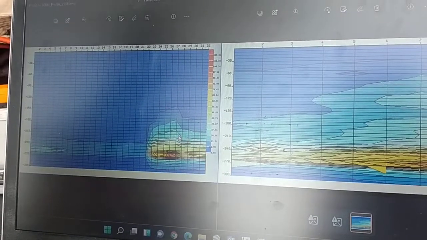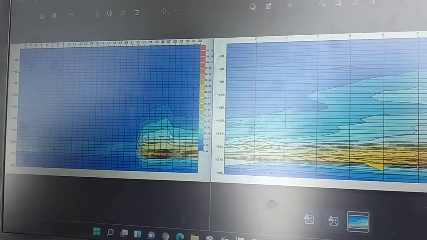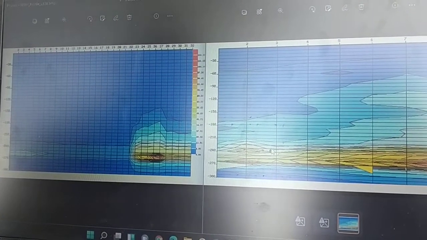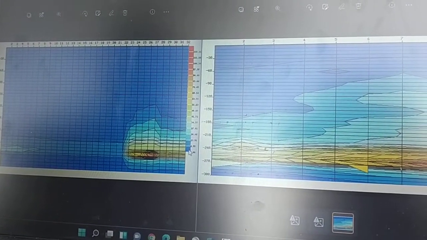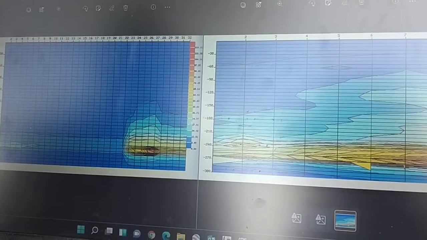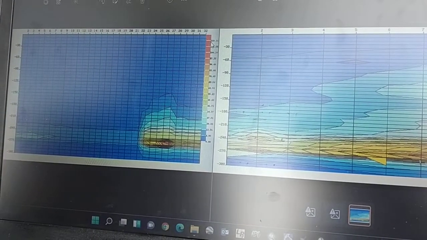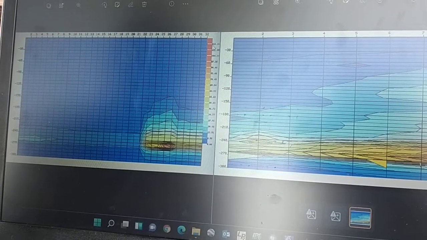Okay, so this is a continuation from part one, where we were collecting the data, and now we have data for two profiles, for two sections, and we are trying to interpret the data. So the legend here that goes from blue to red colors shows the resistivity. The lowest resistivity is blue and the highest resistivity is red.